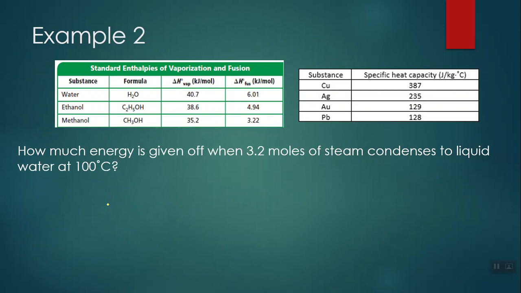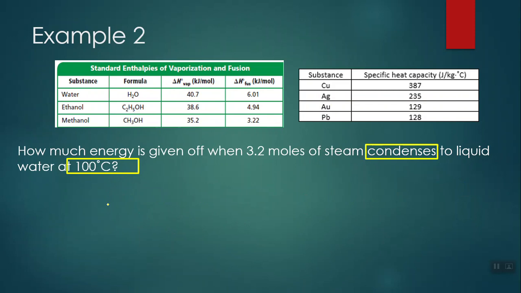Example number 2. How much energy is given off when 3.2 moles of steam condenses to liquid water at 100 degrees Celsius? Again, the question is, is there a temperature change? No, there isn't. The temperature stays at 100 degrees. In fact, it's telling you that steam condenses to liquid. These are key things from this problem.